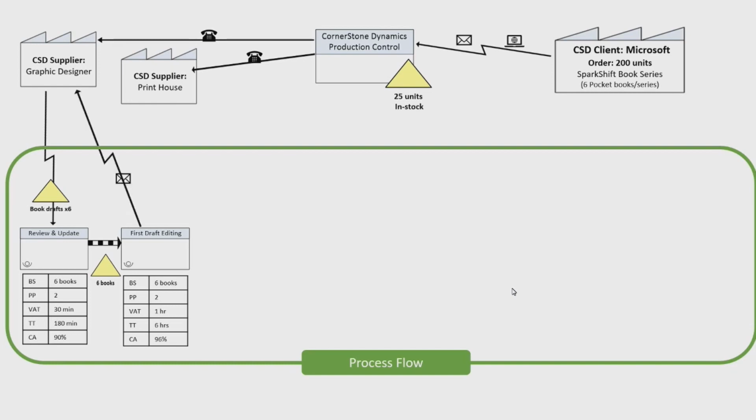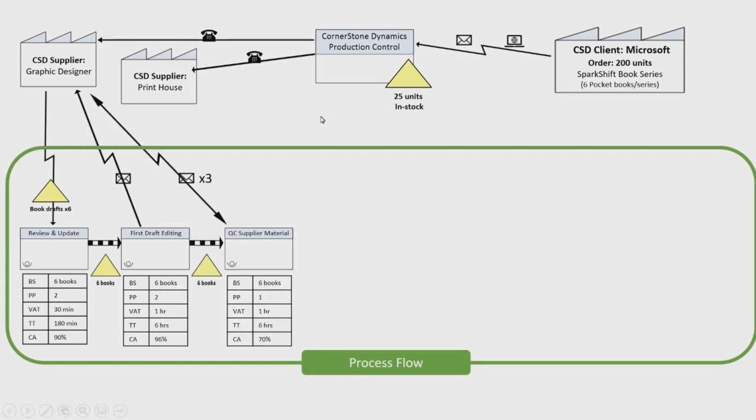So this is where we email the graphic designer and we say to them, okay, here's our edited versions. Can you now please get it ready for print? And we then go to that next stage where we're QCing the supplier material. And what we're noticing is we have a lot of revisions that we're going back and forth with them, actually 3 times.